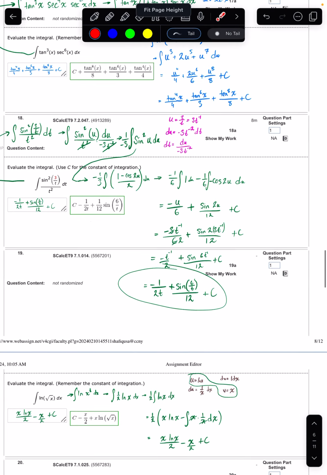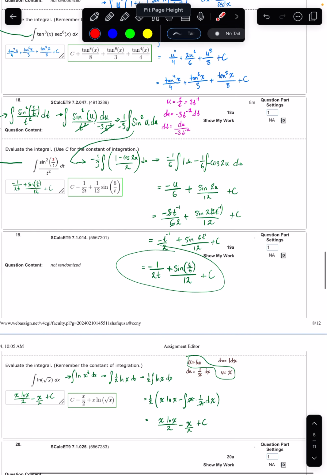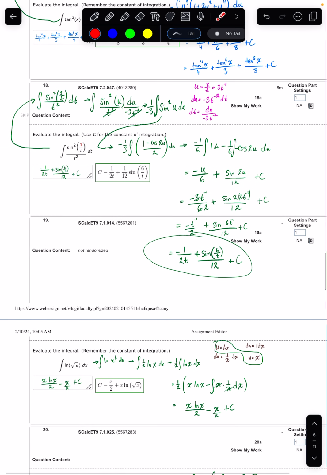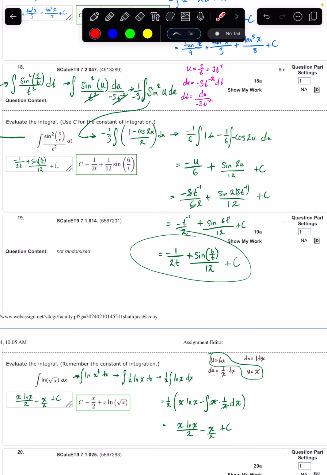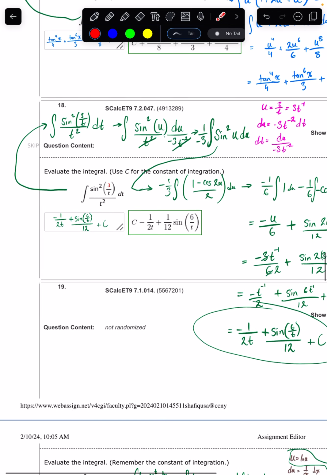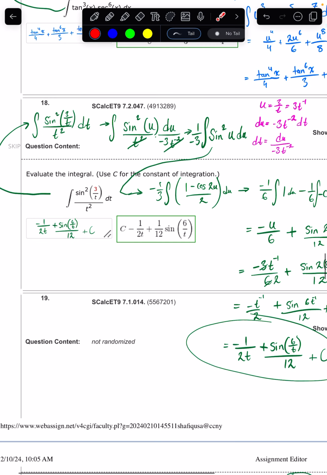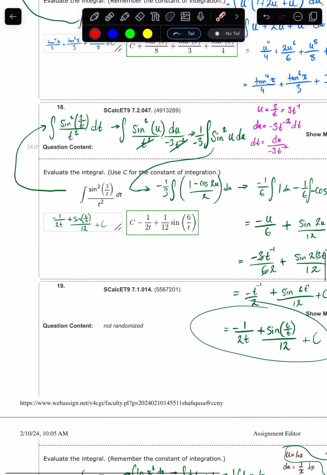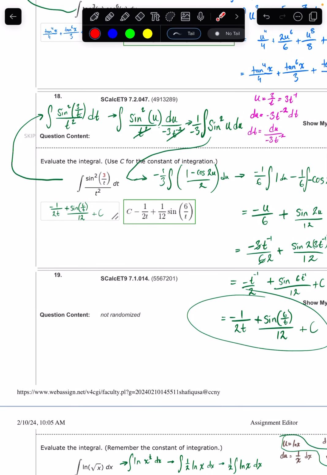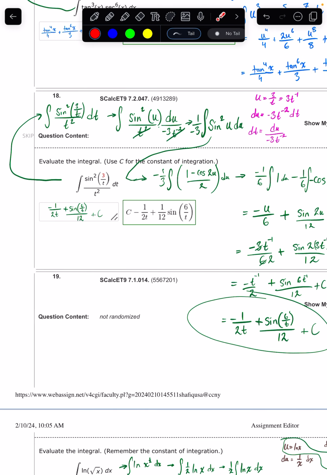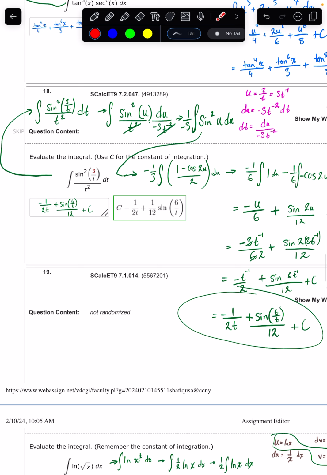Okay. The next question, 18. Evaluate the integral of sine squared 3 over t, over t squared. Okay. This was kind of freaky. But if you just follow through with it, it's not too hard. I think if you just start doing something, you'll figure out a pattern. Okay, so what I did was, it turned out to be just simple u substitution.